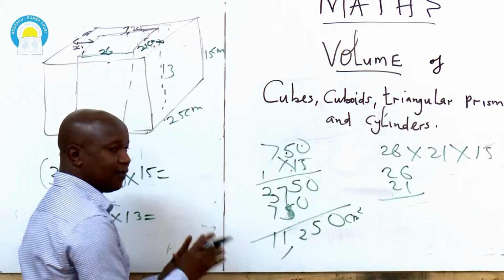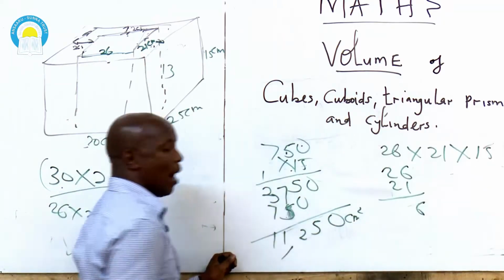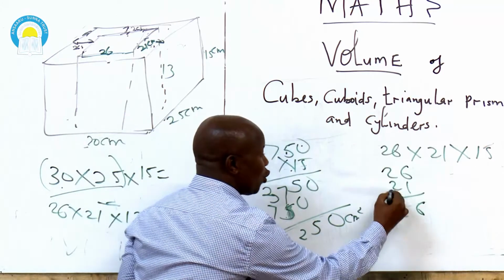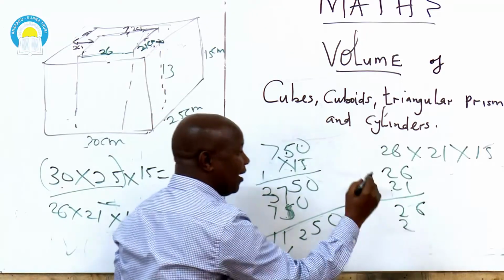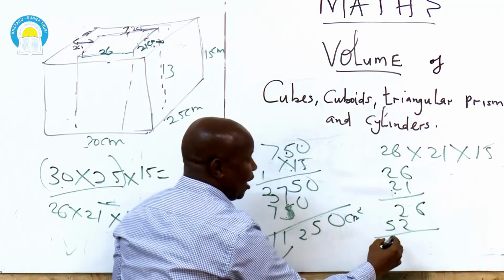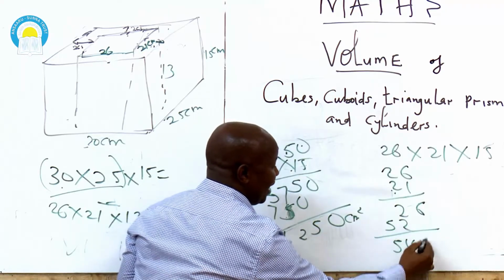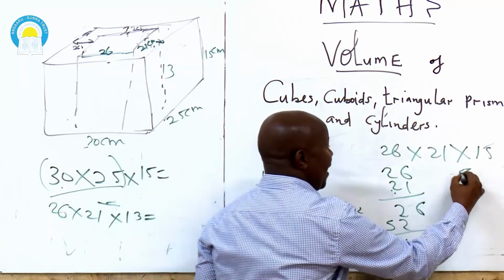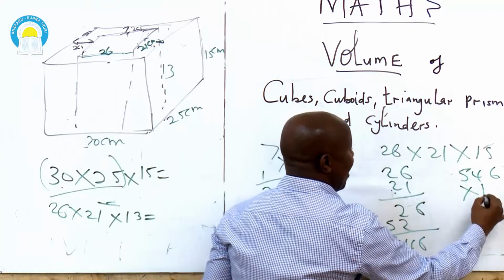1 times 6, very fast, 6. 1 times 2 is only 2. 2 times 6 is 12, 2 carry 1. 2 times 2, then you add 1, you get 5. In our case here now, we have 546. Then 546 again, you multiply by 15.